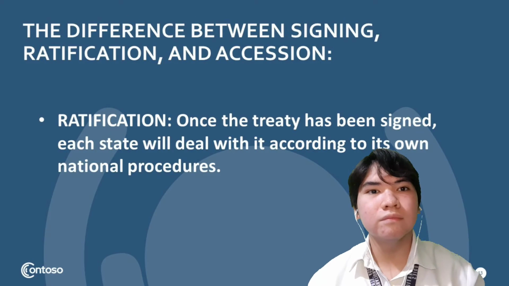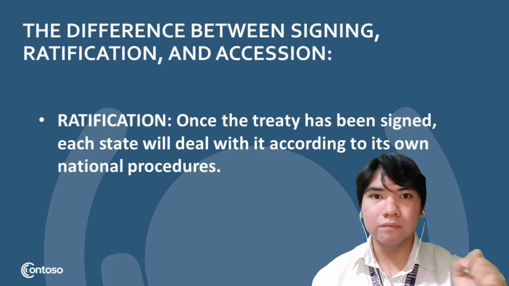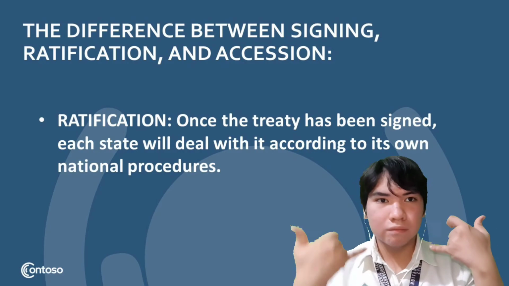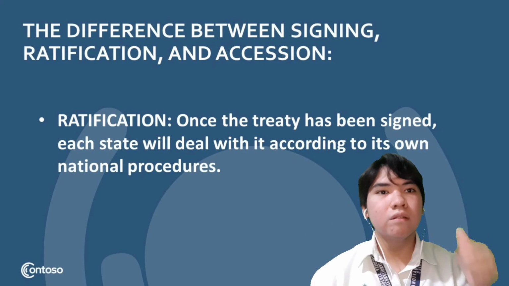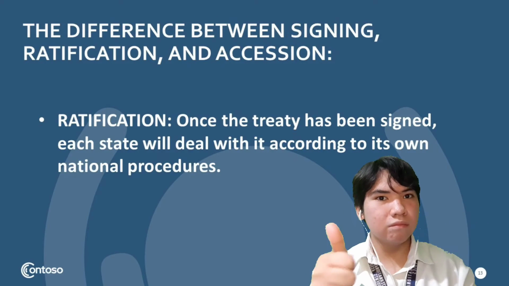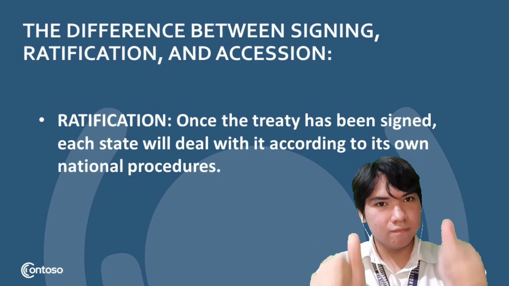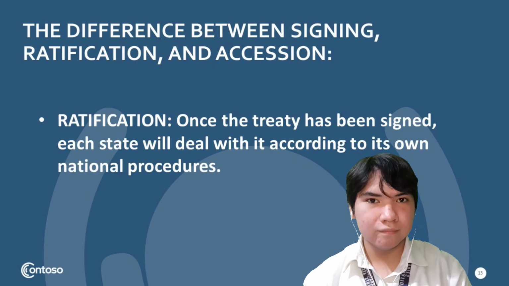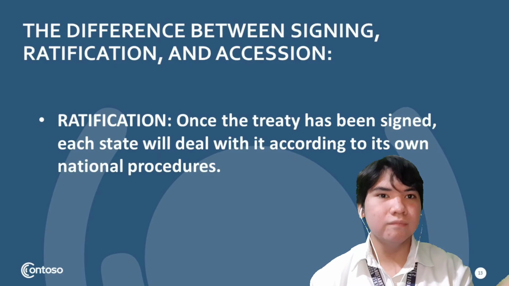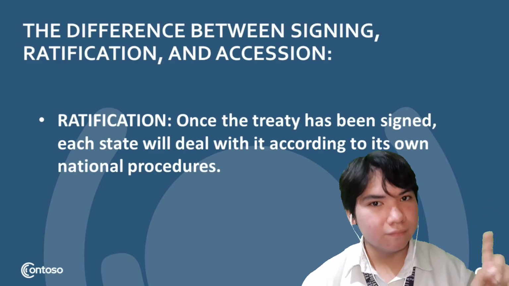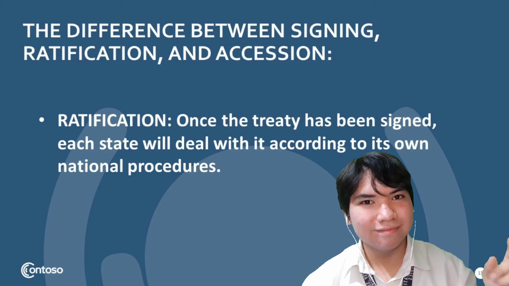After approval has been granted under a state's own internal procedures, it will notify the other parties that it consents to be bound by the treaty. The treaty is now officially binding on the state. So, as I mentioned earlier about binding, this is where they impose the legal obligations or duties upon a party to an agreement.